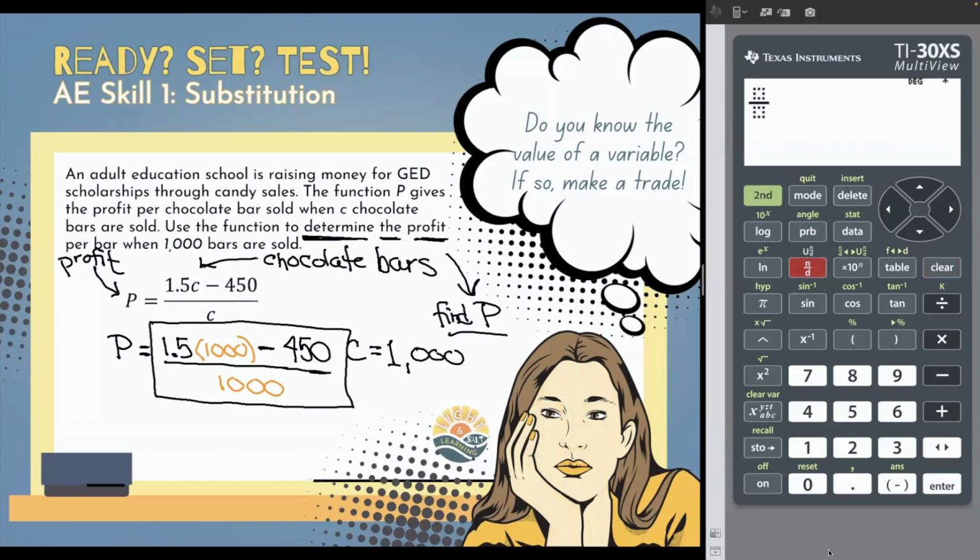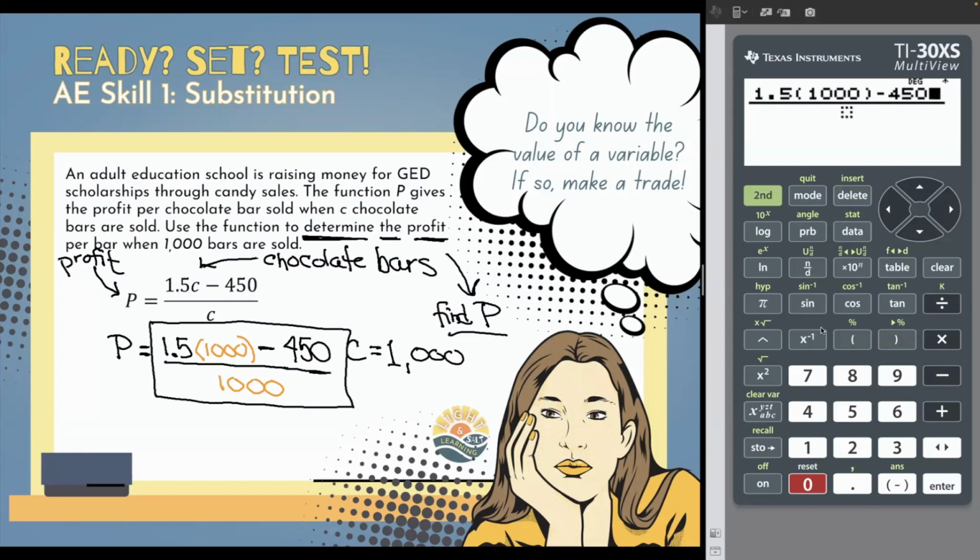So start with your fraction bar, and then we can do 1.5. And I'm going to use parentheses. I'm going to type it exactly the way I wrote it. Your calculator is a mathematician. It works like a mathematician. So I did 1.5 times 1,000 minus 450.